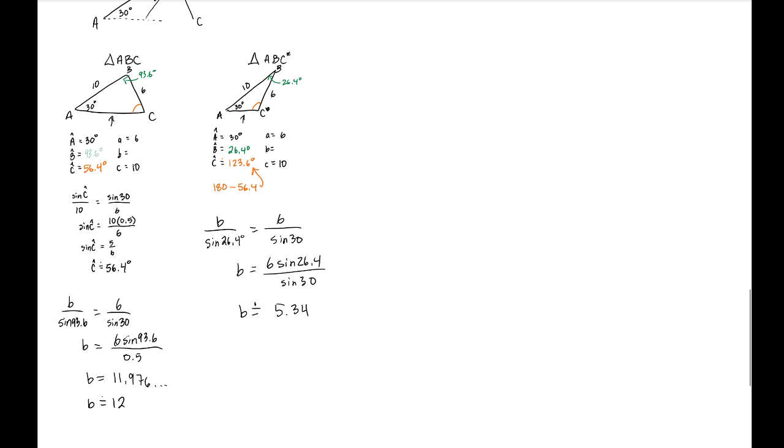And if I go and do the same operation with the obtuse triangle, that angle is not 93.6 this time, it's 26.4. But otherwise my strategy works out the same. 6 sine 26.4 over sine 30. That's going to work out to be what? 5.34 if I round to 3 significant figures. So those are the two answers that I get by using sine law the whole way through.